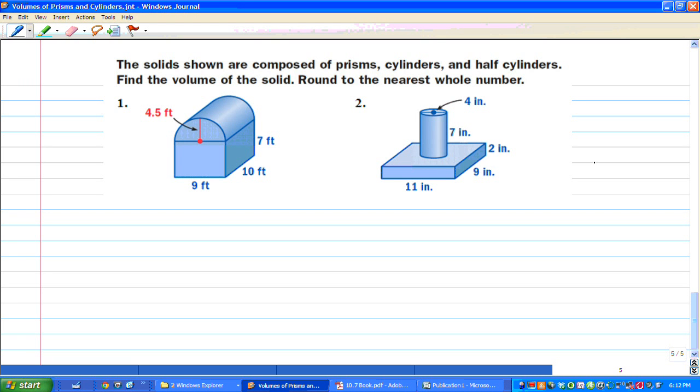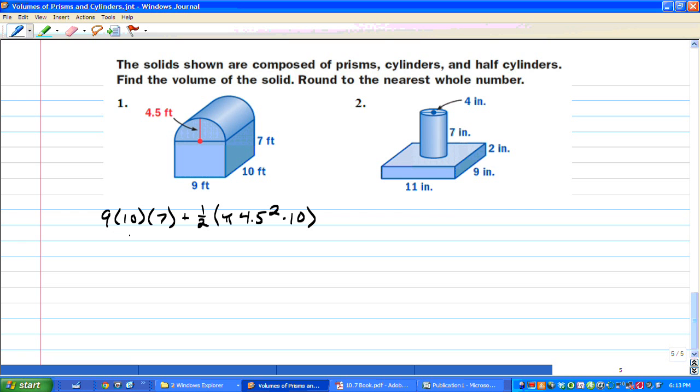Okay, for the first one, we have a box on the bottom and 1/2 of a can on the top. So for the box on the bottom, it's just 9 times 10 times 7. That's easy enough. For the circle, since we only have 1/2 of the can on the top, I'm going to do 1/2 of the pi times the radius, 4.5 squared, times the height of that cylinder. Keep calling it can and everything else, but you get it. Because again, I only want 1/2 of it.